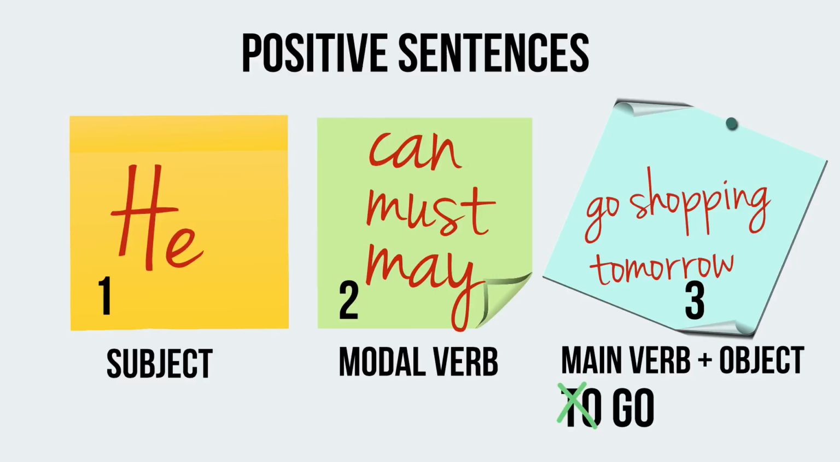So, in the positive sentence, number 1 is the subject, he. Number 2 is a modal verb, can, must or may, and number 3 is the main verb without to, plus the object. He can go shopping tomorrow. He must go shopping tomorrow. He may go shopping tomorrow.